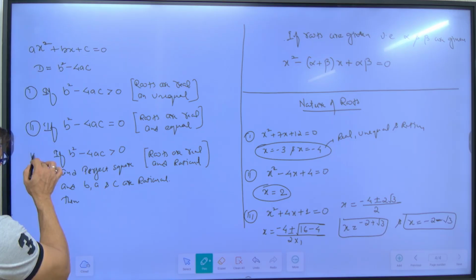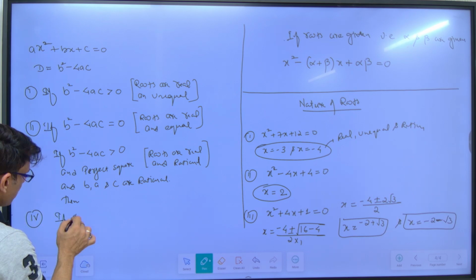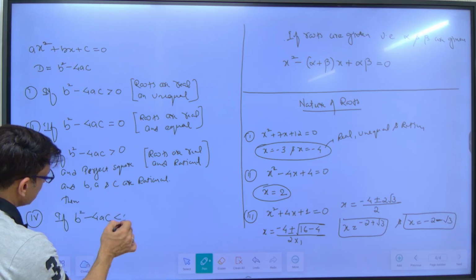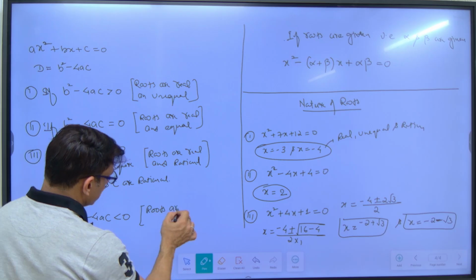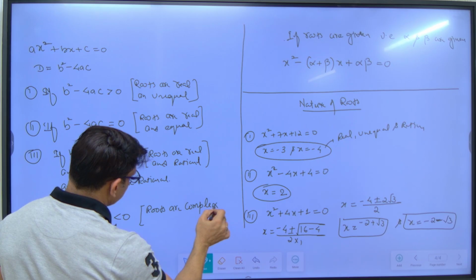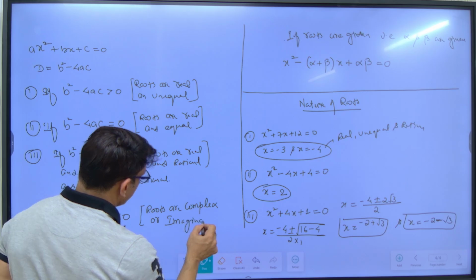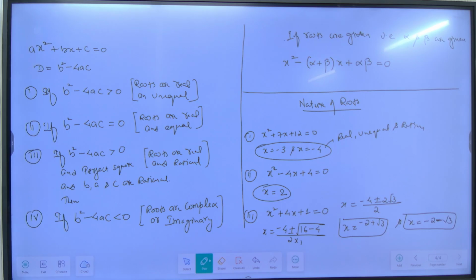And this is, let's say, third case. And the fourth case is, if b square minus 4ac is less than 0, roots are complex or imaginary. I'm not going to ask question on this. Put this down, right?